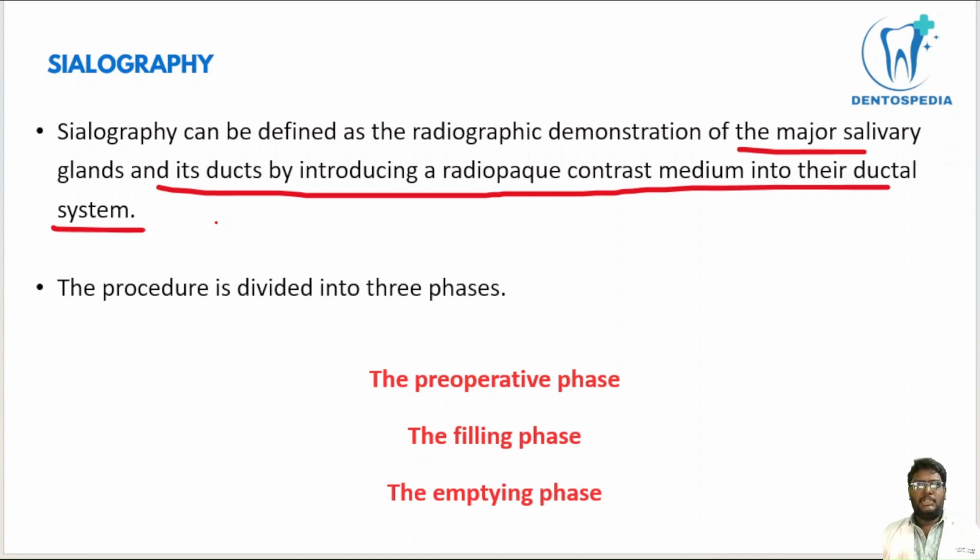Okay, usually the soft tissues are not visible in X-rays, right? So usually the plain X-rays are meant for hard tissues, but how are we able to use them for salivary gland disorders? So that's why we are inserting a contrast medium into the salivary gland ducts and also the gland so that it can illuminate from inside, and then we expose the patient for the X-rays, and then in the radiograph we can see the salivary glands with the help of contrast medium. So that's the whole procedure. Okay, and this procedure is divided into 3 phases: preoperative phase, filling phase, and emptying phase.